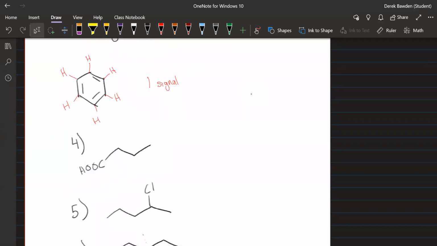All right, this next molecule, no stereocenter. We do have this functional group right here, and if you were to draw that out, it would be a carboxylic acid. Okay, so that's what that group looks like all drawn out. So we have HA, our two HBs, HC, HD. So we have 4 signals.